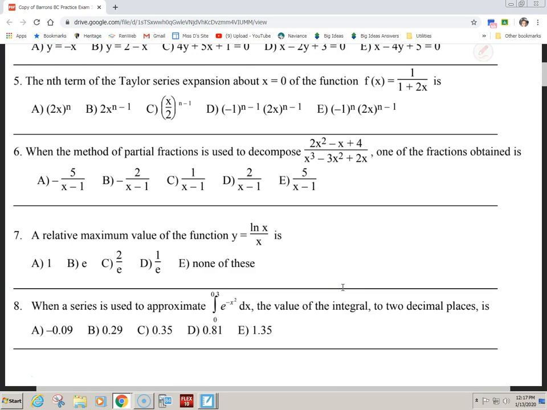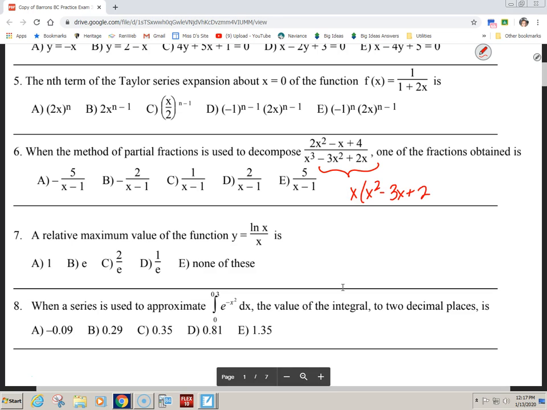In the method of partial fractions, why is this messy? Because this bottom part technically becomes x times x squared minus 3x plus 2, which becomes x times x minus 1, x minus 2, right? But what's really nice about each of these parts? They're non-repeating linear, which means true.